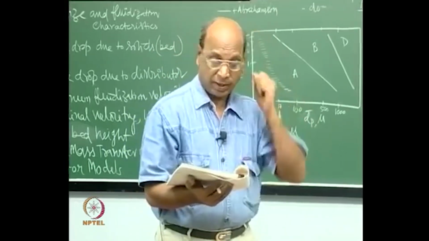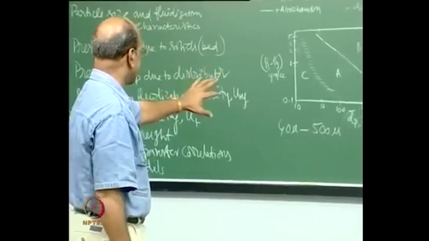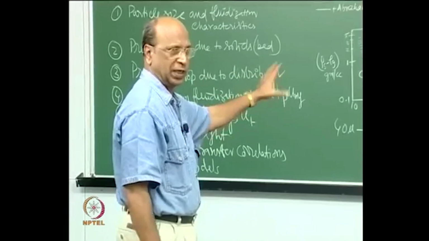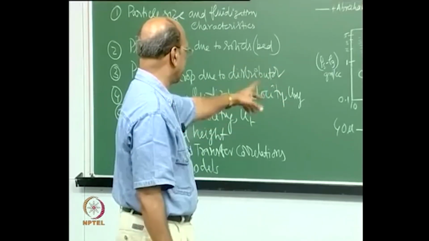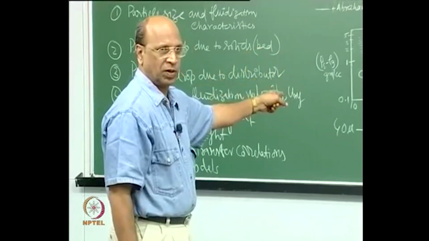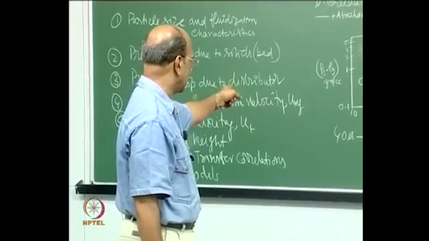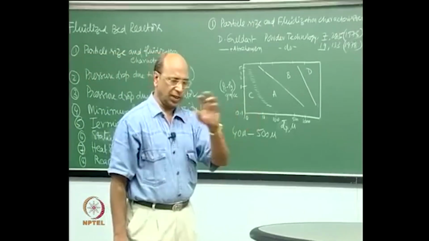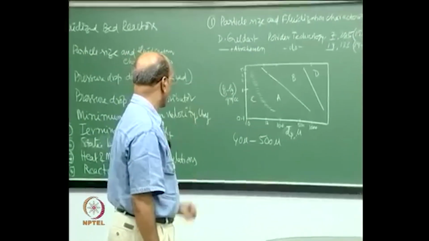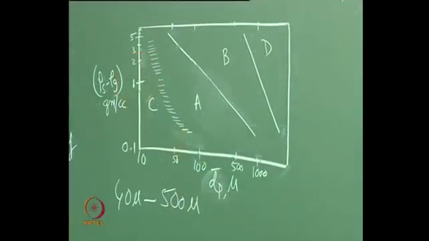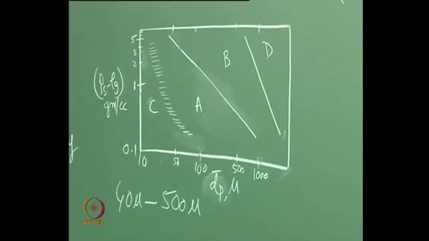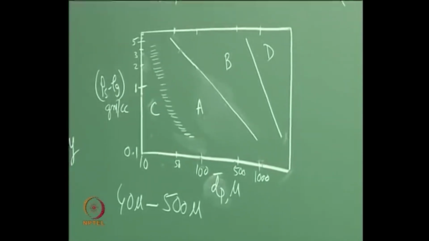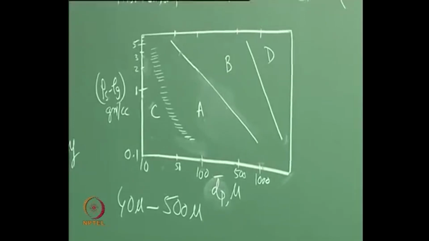So, this graph was generated mainly at room temperature, and velocity is not told there, right. It is only the density difference and average size of the particle. Normally the flow through the beds is varied from 1 UMF to 10 UMF for the generation of this graph. So, that is why it is highly empirical.